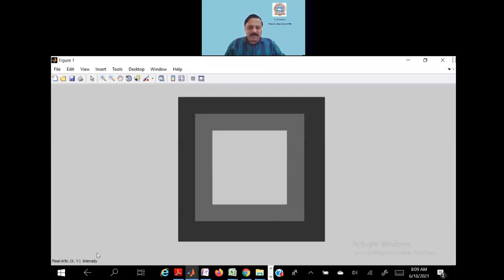Now notice here on the left side, I hope you can see the pixel information. Are you able to see this on the left here? Pixel info intensity. Are you seeing? Yes. Okay. So if I move my cursor in this region, you could see that all the values are 200. And in this region, all the values are 100. And in this region, all the values are 50.